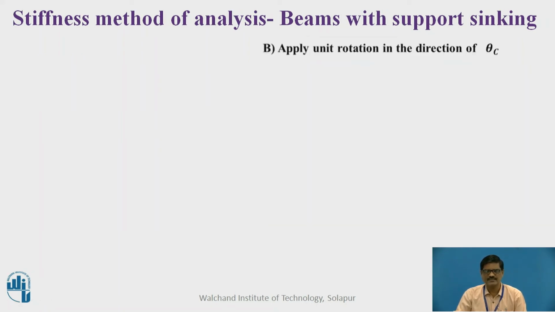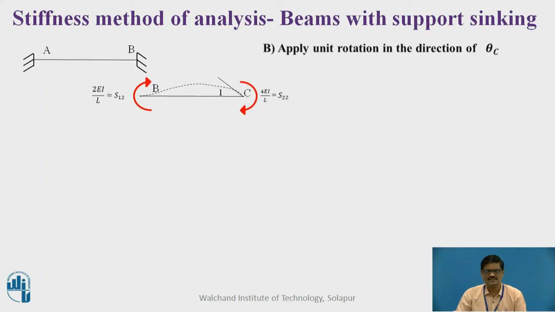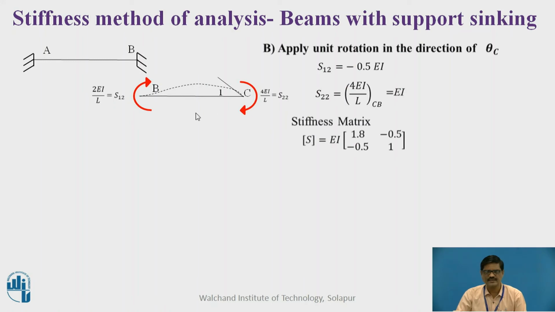The second action is applying unit rotation in the direction of theta C. So, here you can see at C we applied the clockwise rotation as assumed. So, 4 EI by L, and half the moment is transferred to opposite end, it is 2 EI by L. So, two coefficients we obtain S12 and S22, these are to be determined, and ultimately after getting all the coefficients, the stiffness matrix will be like this.